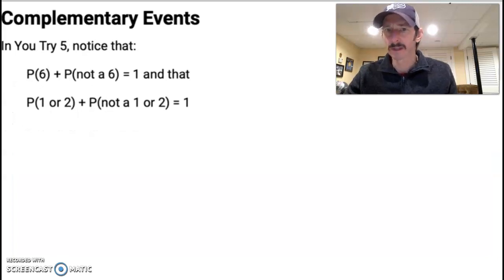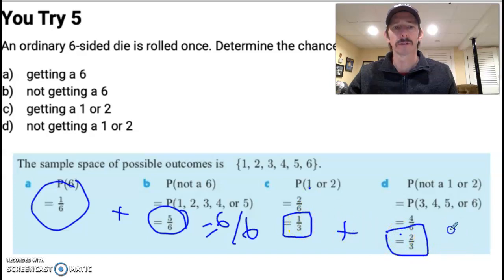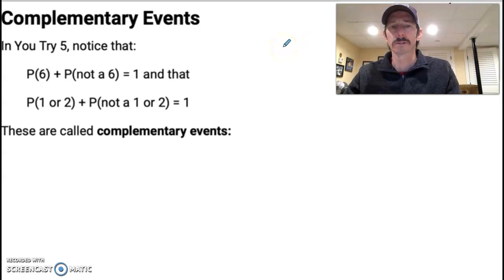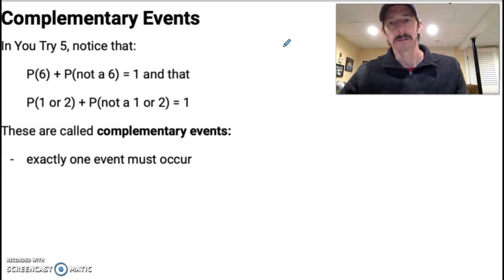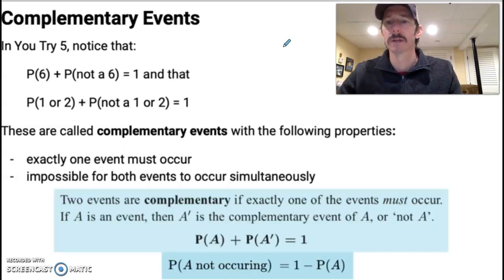And the same thing happened here, getting a 1 or a 2, and the probability of not getting a 1 or a 2. If I add those two events together, I get 3 over 3, which is also equal to 1. So what we've just discovered is what complementary events are. If you want to write down a definition, exactly one event must occur. It's impossible for both events to occur simultaneously, so you cannot be a 1 or a 2 and also simultaneously not be a 1 or a 2.